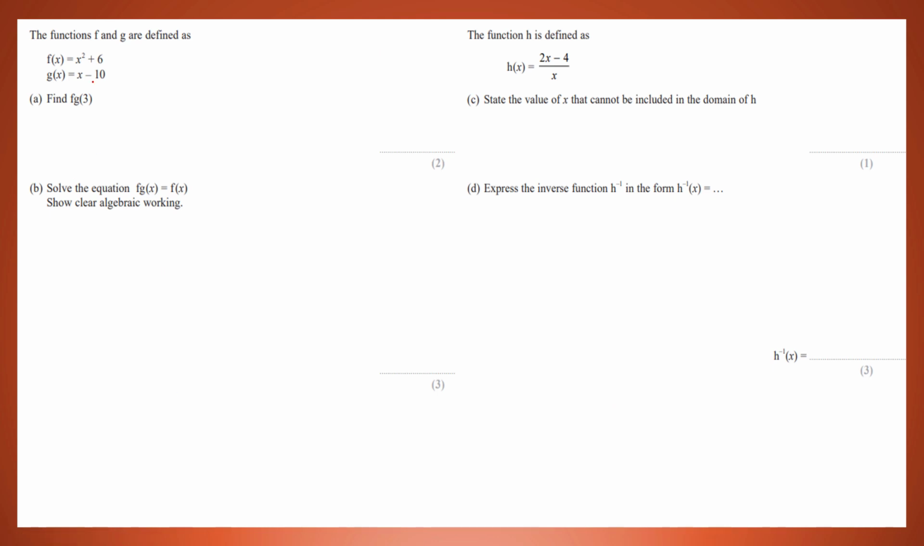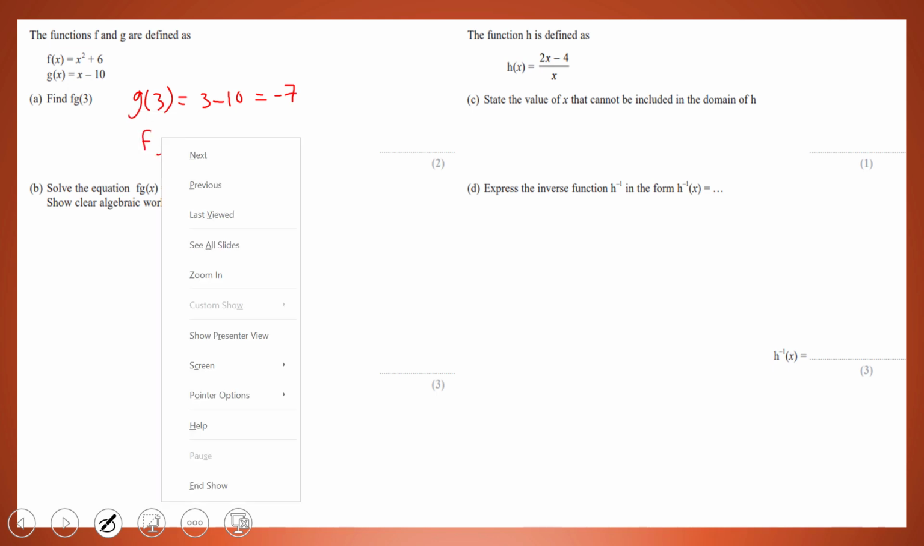In this question, we can do this part. The question says, find fg of 3. So you will replace x in g with 3, and then put the result in f. So g of 3 first will be 3 minus 10, which is negative 7. Then put this in the function f to get the answer. You put negative 7 there.